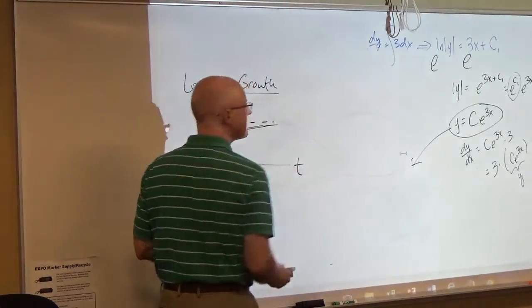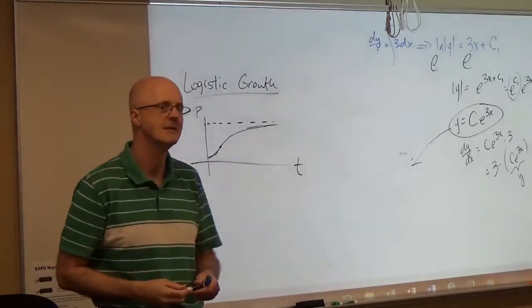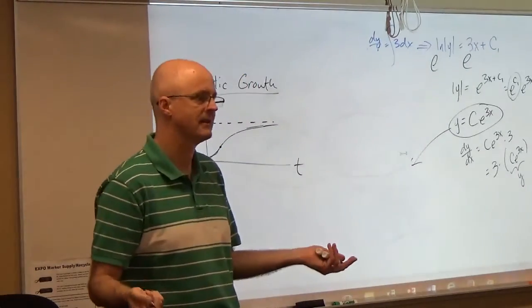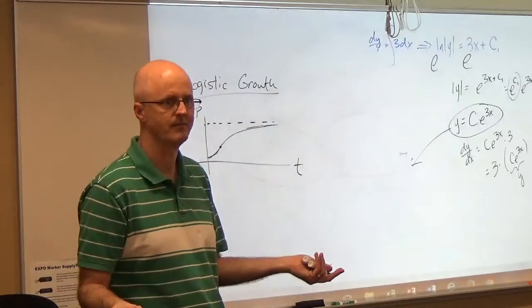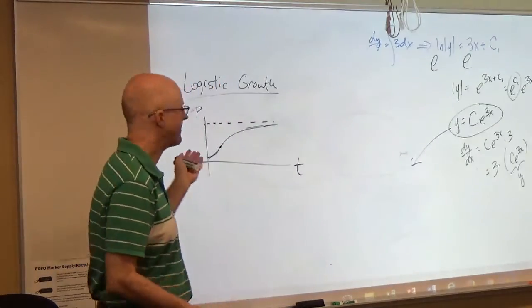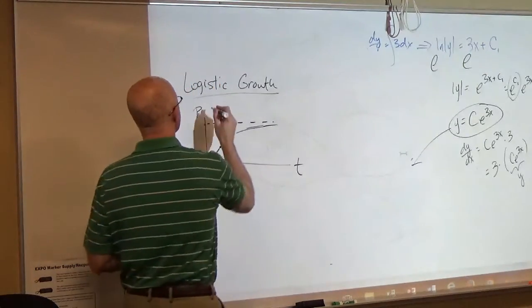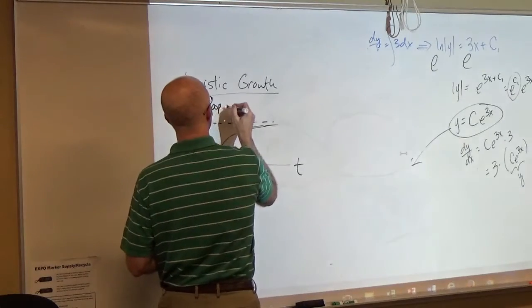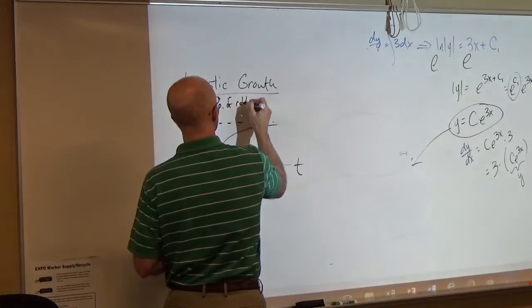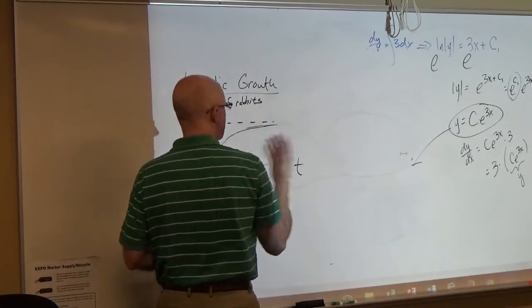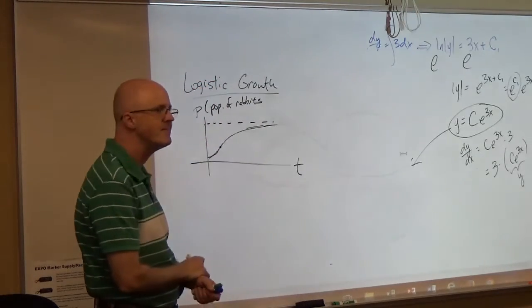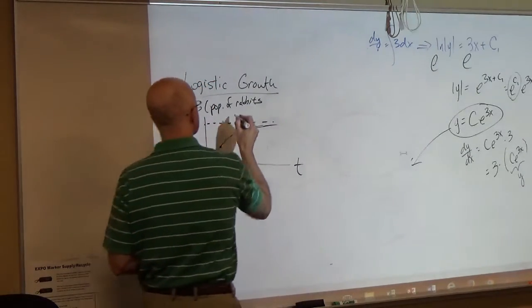We want there to be a limit to how big the population can be. The idea is at some point there's going to be overcrowding. P might be a population of rabbits, for example, in some ecosystem, maybe in thousands.